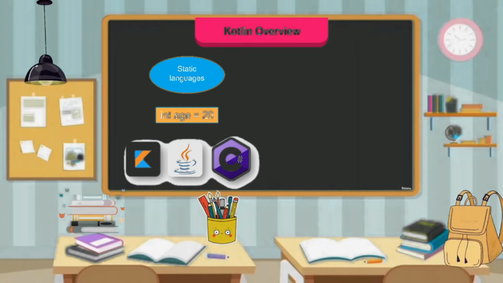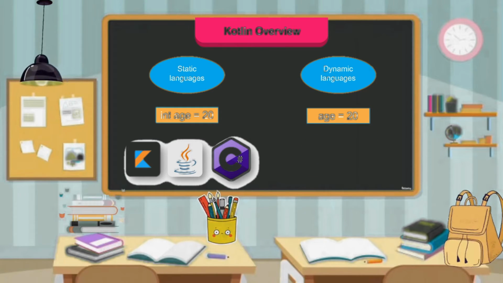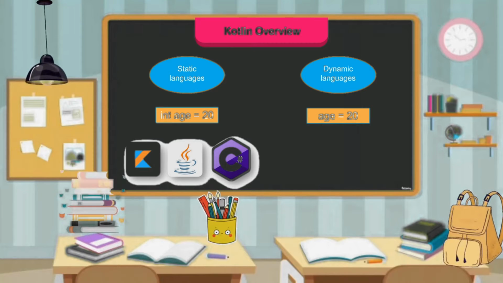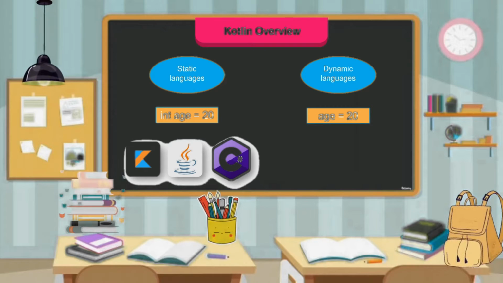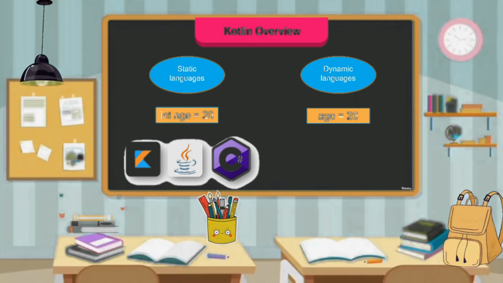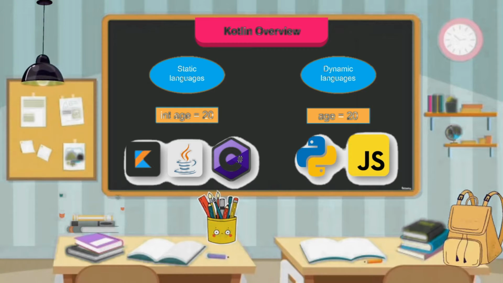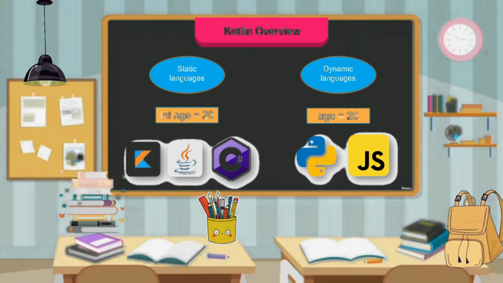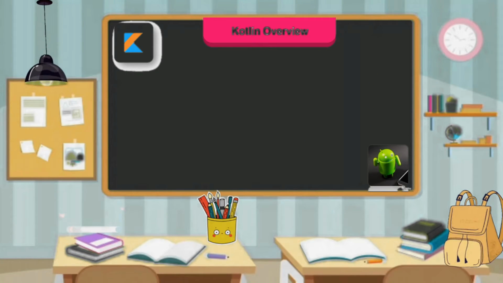Also, there are dynamic programming languages that you might be familiar with. Dynamic programming languages are languages in which the variable types are determined at program runtime. So when you create a variable, you do not need to specify the type of that variable, whether it's a string or an integer, whatever. Languages such as Python and JavaScript can be given as examples of these dynamic programming languages. Awesome. Glad we got that out of the way.